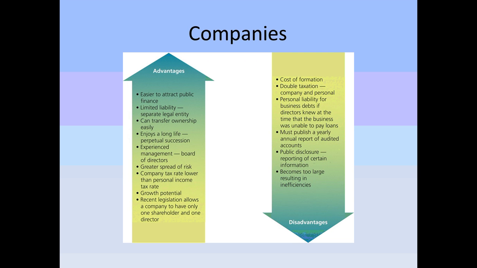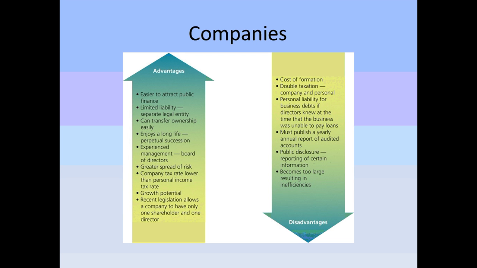Companies, on the other hand: the advantage is it's easier to attract public finance, so you can float a company on the share market. It's easier to go to a bank or a venture capitalist to receive funding. You have limited liability because the company itself is a separate legal entity from the owners. You can transfer ownership much more easily than you can as a partnership or as a sole trader. It enjoys a long life, so basically the company keeps going even if the owners are dead.